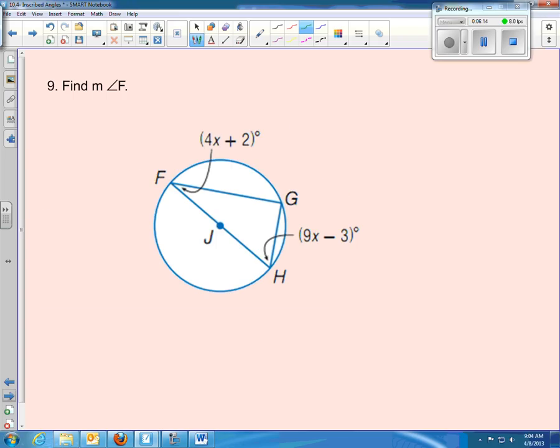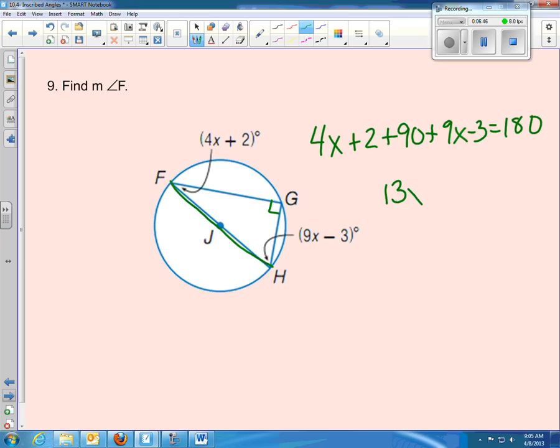All right, so find the measure of angle F. Well, we need to find out what x is first. Again, we see that the endpoints for our inscribed angle are at the diameter, so this is a right angle. So we have a right triangle. The measures of a triangle all add up to 180 degrees, so we can use that to find what x is going to equal. So I'm just adding all three angles and setting it equal to 180 degrees. If we simplify that, we get 13x plus 89 equals 180. So minus the 89, divide by 13.